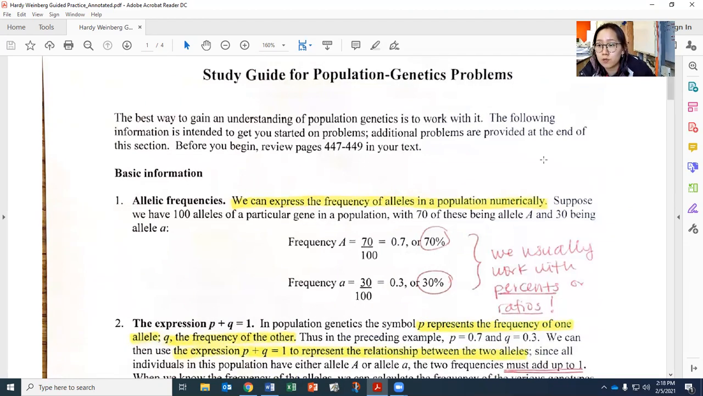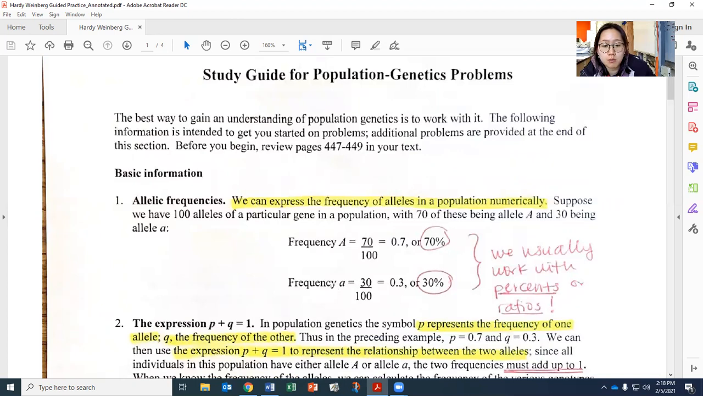Well, we can calculate the frequencies, and we're going to be using frequency or ratio, whatever you want to call it, throughout almost all of Hardy-Weinberg equilibrium. So it's important that you understand how to make them and how to get back out of them. To make a frequency, you're going to take the number of that allele and divide it by the total number of alleles. Even if they didn't give you the total as 100, if they tell you 70 and 30, you can also add 70 and 30 to get your total. So 70 divided by 70 plus 30, which is 100, equals 0.7 or 70%.